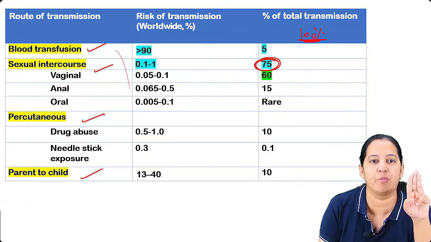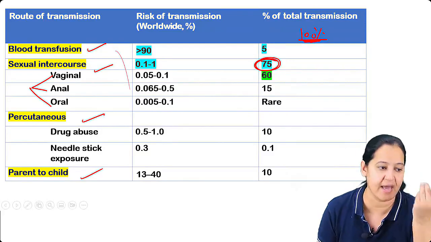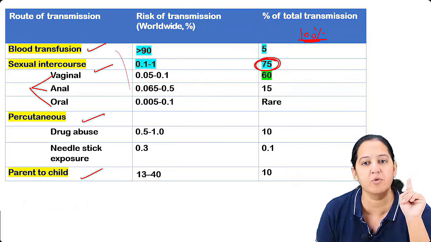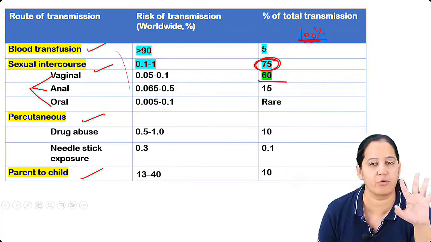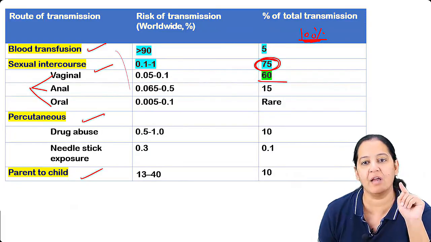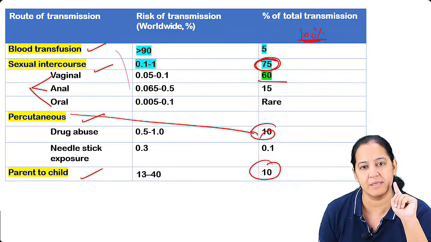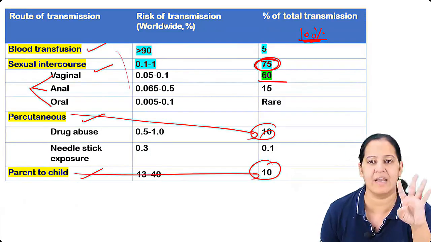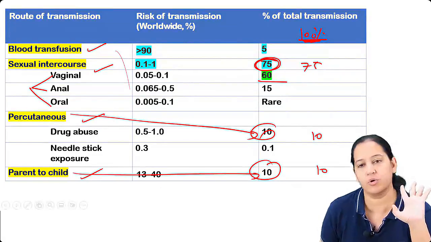Sexual also has 3 options: vaginal, anal, and oral. Vaginal sex, anal, and oral sex. In that also, most common is vaginal, male to female. So that is the most common route. What is the second most common? Second are equal, 10 and 10. 10 is percutaneous and 10 is vertical. Both are 10. So 75, 85, 95. Total 95 is done.